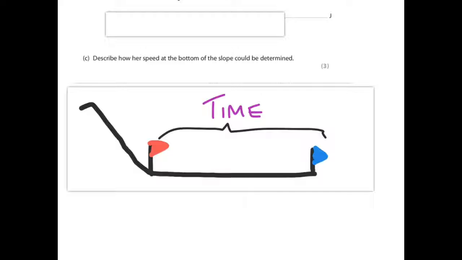Describe how her speed at the bottom of the slope could be determined. So that's actually quite easy. What you're trying to do is imagine they're skating down and then you want to work out the speed along this bit. So you have to measure, remember speed is distance divided by time, so you'd mark two areas and time their distance between those two areas, presumably one right at the base of the slope and then another flag or marker a bit later on, and you divide the distance by the time.